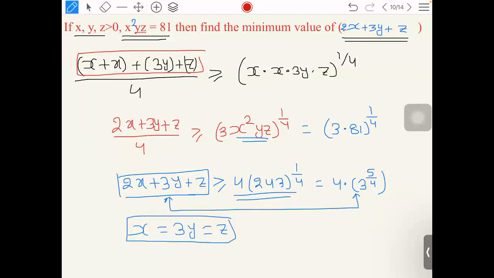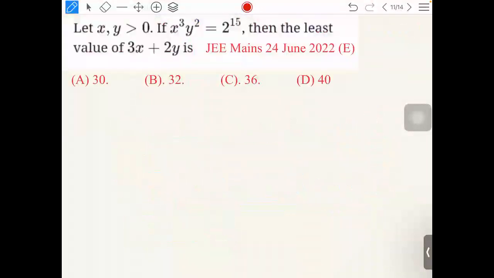Okay. Now it's time to solve a few JEE questions, JEE Mains questions. So this is the first question. Give a try. A similar question we have done. Tell me the correct option of this.